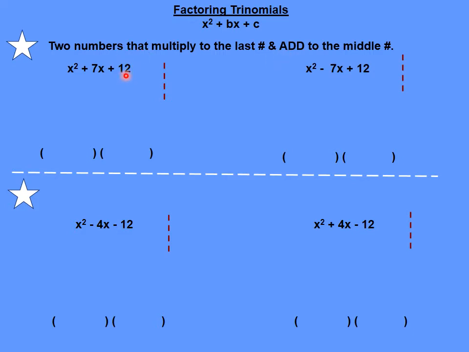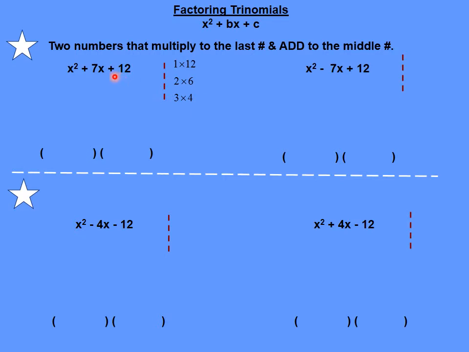We're looking, first of all, for numbers that multiply to 12, because they both have 12s at the end. So we're going to make a list of two numbers that multiply to give us 12. It's nice to start with 1 times 12, and then 2 times 6, and 3 times 4, and go through the list until you've found all the multiples. So here's our complete list of pairs of numbers that multiply to 12.